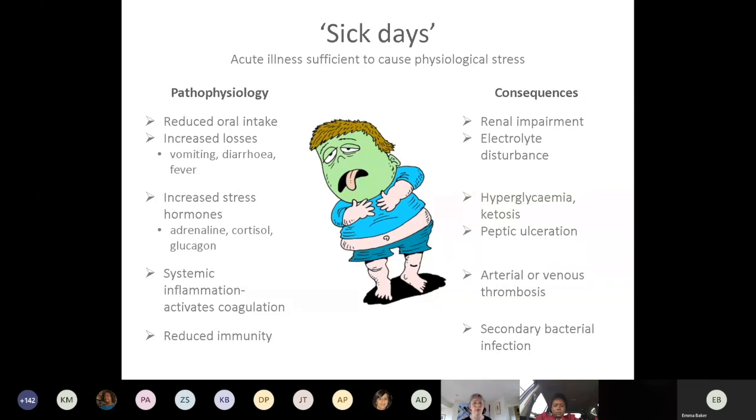They may get arterial thrombosis. For example, after a COPD exacerbation, your risk of a heart attack or stroke goes up. They may get venous thrombosis, deep vein thrombosis, or secondary bacterial infection. So sick days are a big stress on the body.